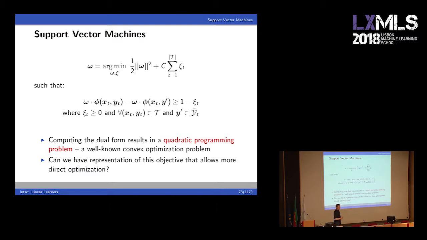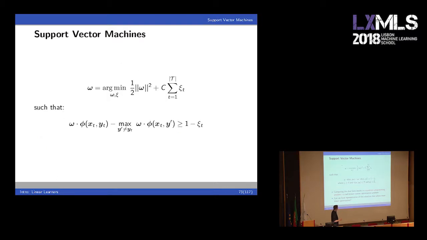Now that we have introduced the slack variables, we still have a constrained optimization problem. Now it's a quadratic optimization problem, and there are toolkits for quadratic optimization that can be applied readily to this task. But what we want to do is reformalize this objective so that we can apply unconstrained optimization. So how do we do this?